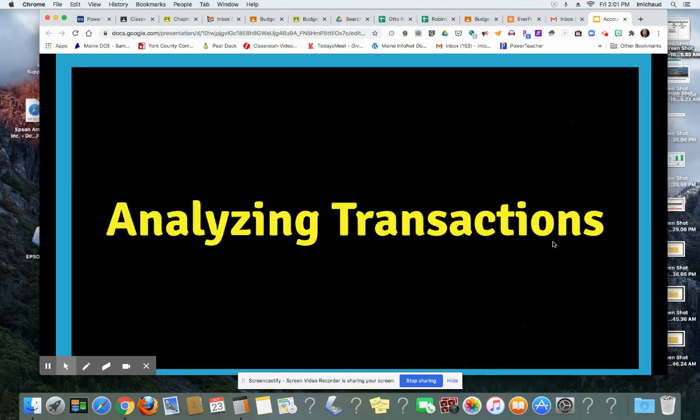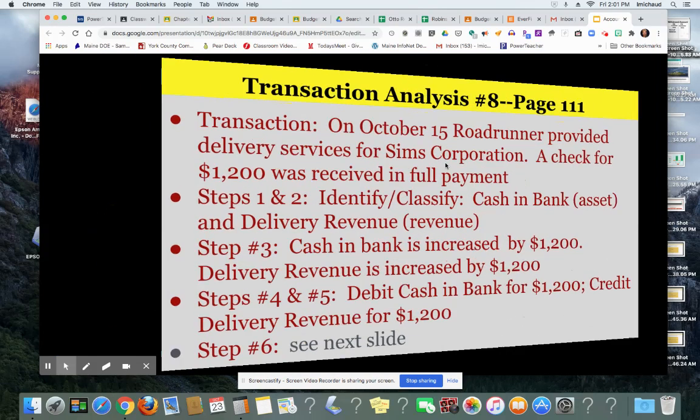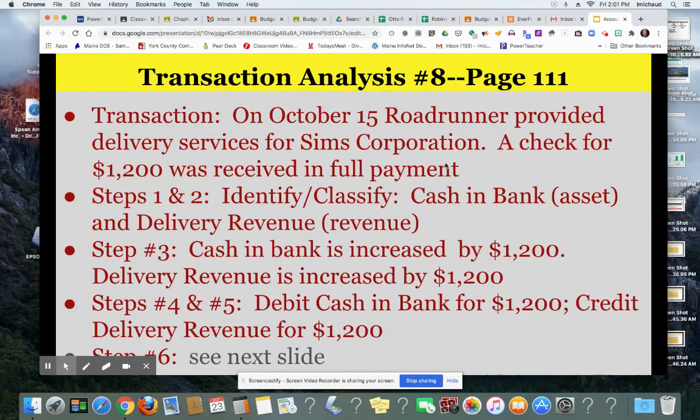So now we're going to analyze some transactions and put this information to use. Okay, let's assume on October 15, Roadrunner provided delivery service for Sims Company. A check for $1,200 was received in full payment. So you need to think about which accounts were affected and classify the accounts. Are they increased? Are they decreased? So therefore, are they debited or credited? And then create the T accounts for those.